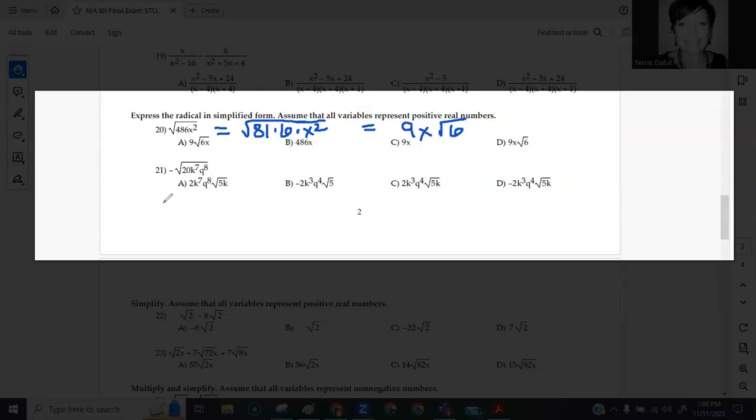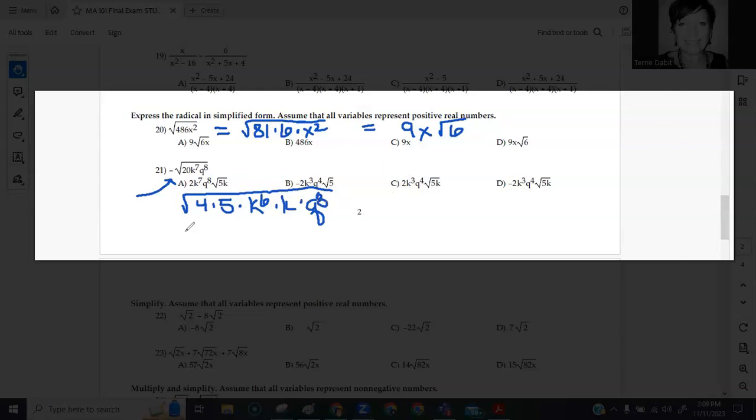Number 21. Don't forget, look right here. There's a negative. So you automatically know there's going to be a negative at the end of this answer. Okay, let's split this one up, because we got a k that's an odd number and a q that's an even number. I can split 20 into 4 times 5. And then I would go down 1 on my k so that I get an even number, and then list the extra k to make up for the 7. And then I still have q to the 8.